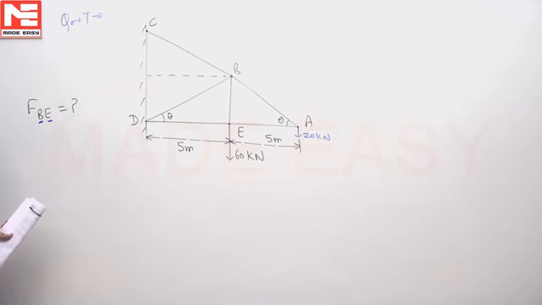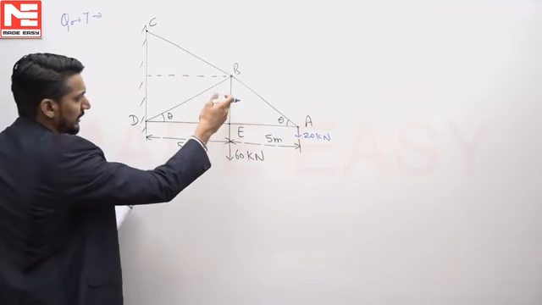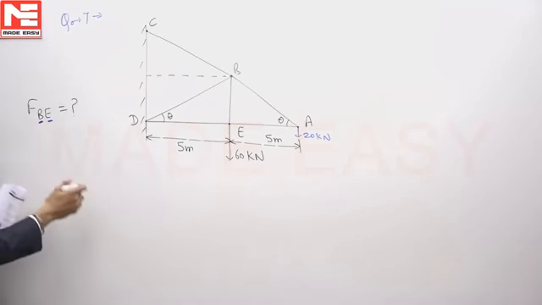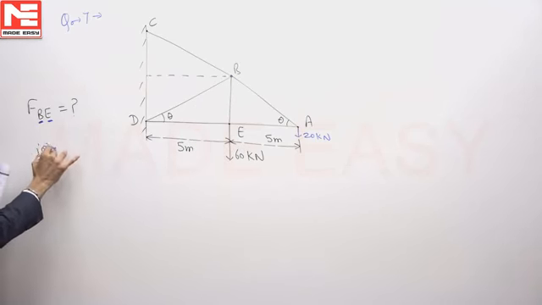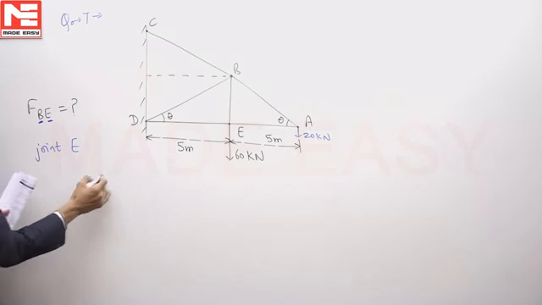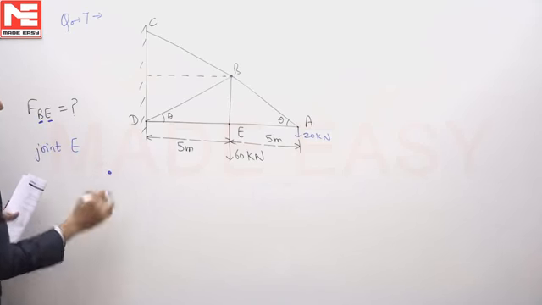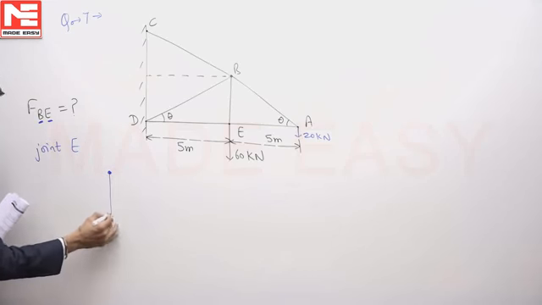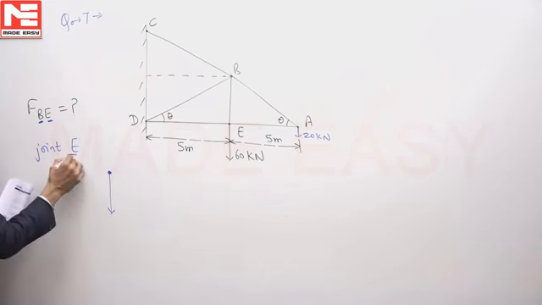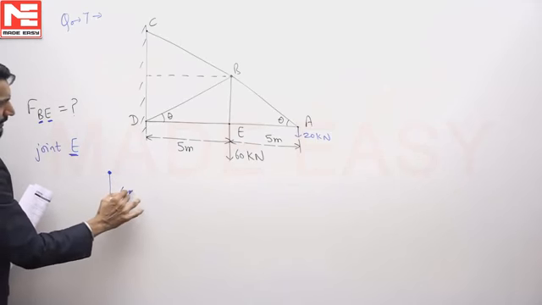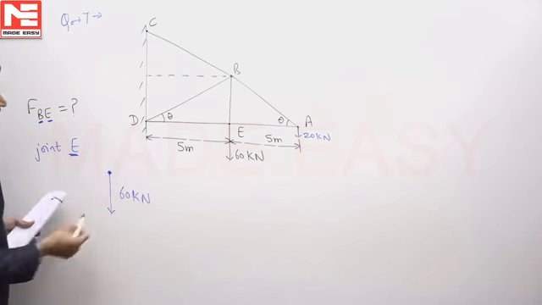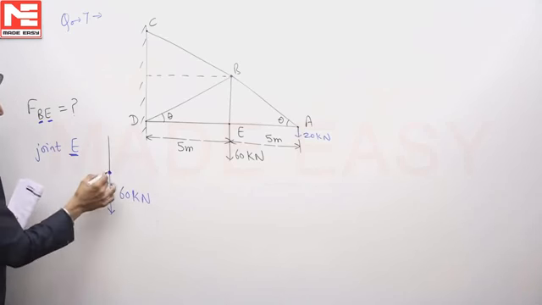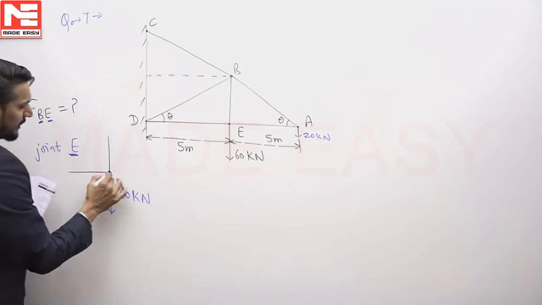But if I consider joint E, can't you see the members are easily in horizontal and vertical direction, so it will be very easy for me to find at joint E, because there are only 2 unknowns at joint E. You must be thinking that there are 3 members, but the unknown forces are just 2 values. So first I'm going to draw joint E. Now there is 60 kilonewton acting at joint E. Now there is one member BE, one member DE, and another member EA.